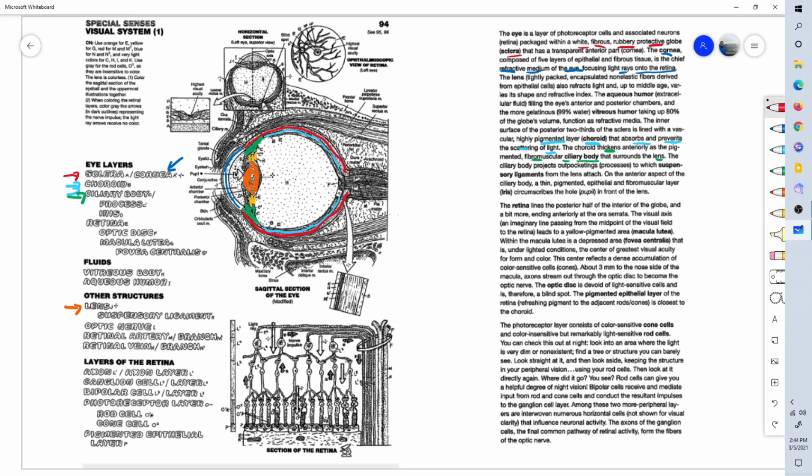Also from the ciliary body projecting is this pigmented structure here called the iris. And the iris can open and close or dilate and constrict, widening the pupil or narrowing the pupil. Your iris is responsible for your eye color. And here are your suspensory ligaments attached to your lens.